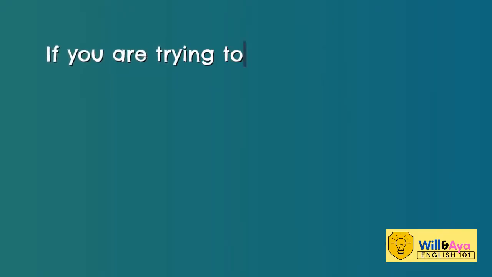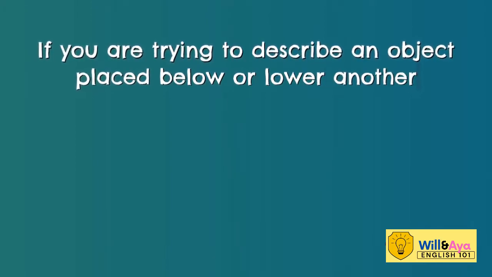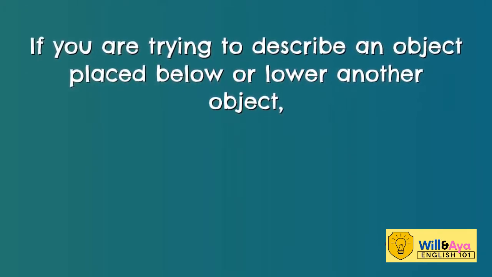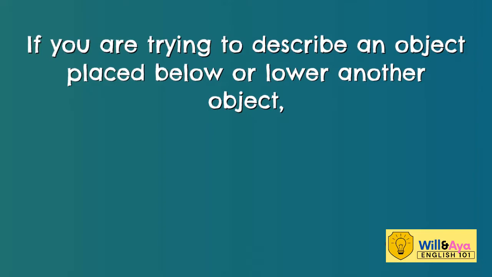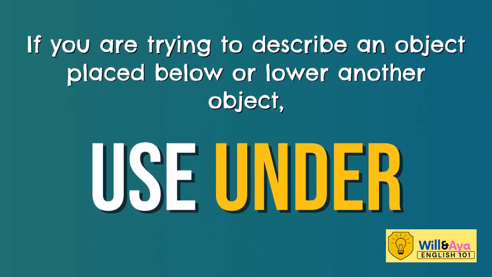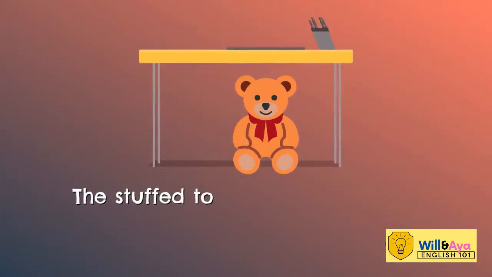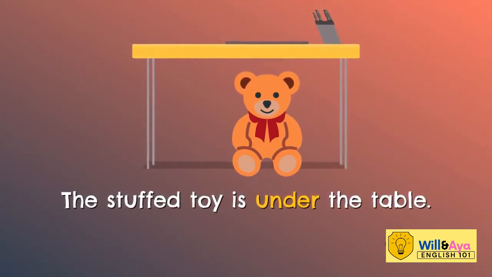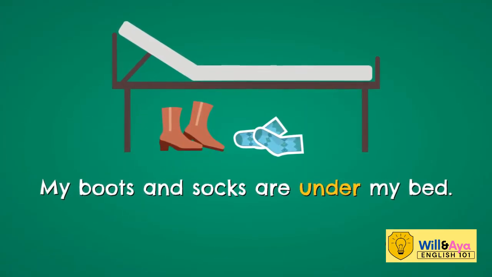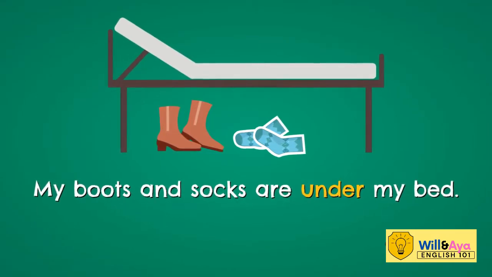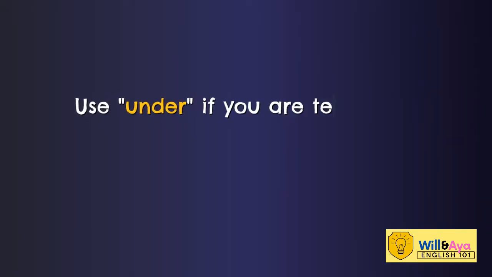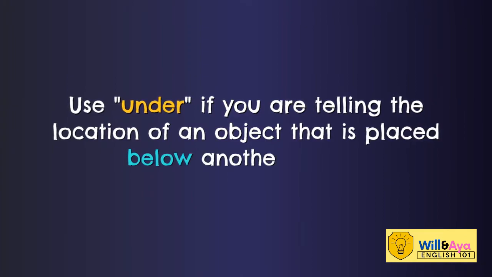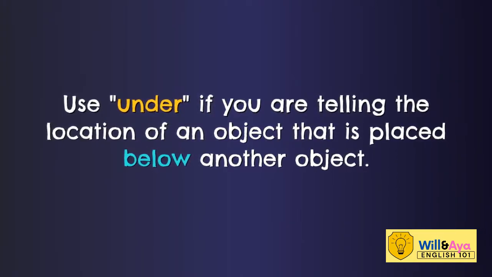So, if you are trying to describe an object placed below or lower than another object, then we should use the word under. Like in this example, the stuffed toy is under the table. Another example is, my boots and socks are under my bed. That's simple. Use under if you are telling the location of an object that is placed below another object.